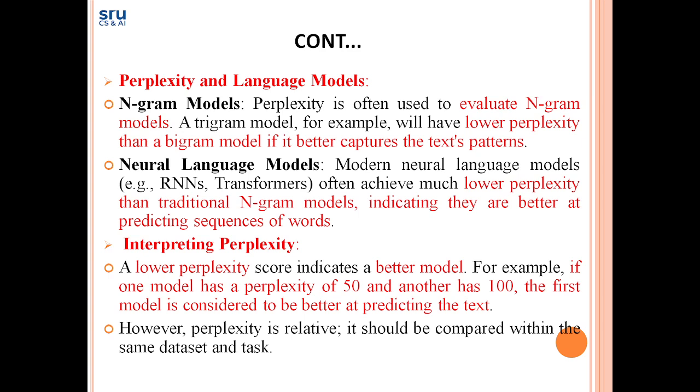A lower perplexity score indicates a better model. If one model has a perplexity of 50 and another has 100, the first model is considered better at predicting the text.